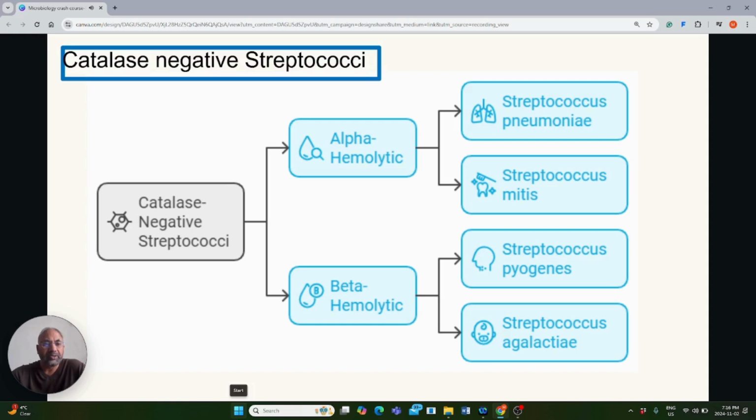So firstly, the catalase test determines that it is catalase negative, where we come to a conclusion that it is most probably Streptococci. And once we know that it is a Streptococci, then we go ahead with these two tests, which are the alpha hemolytic and the beta hemolytic. And in this, we find that if the organism is alpha hemolytic, then it is either Strep pneumoniae or Streptococcus mitis, and if it is beta hemolytic, then it is either Streptococcus pyogenes or Strep agalactiae.